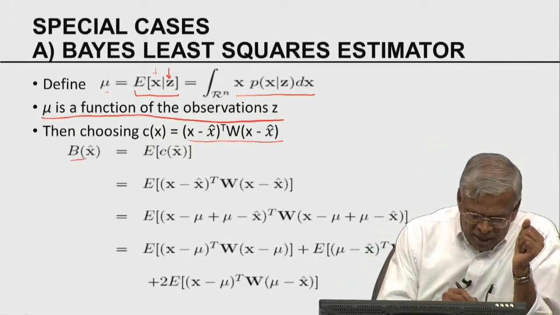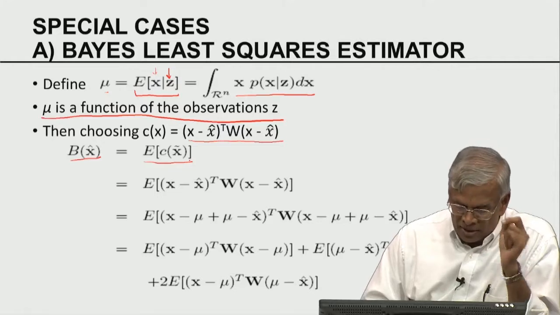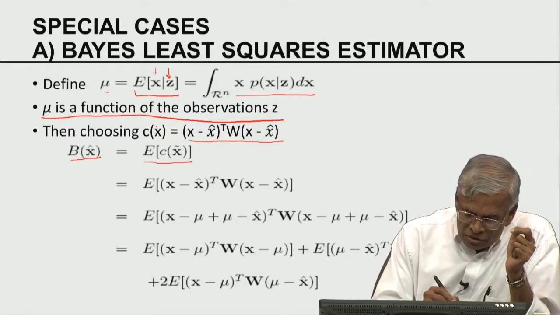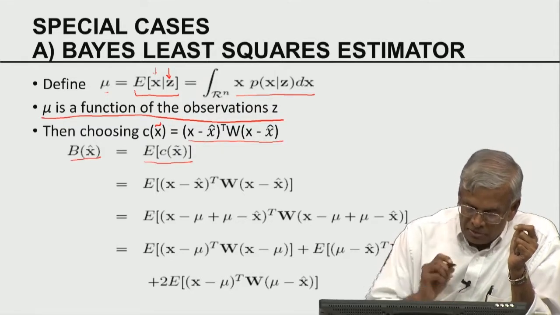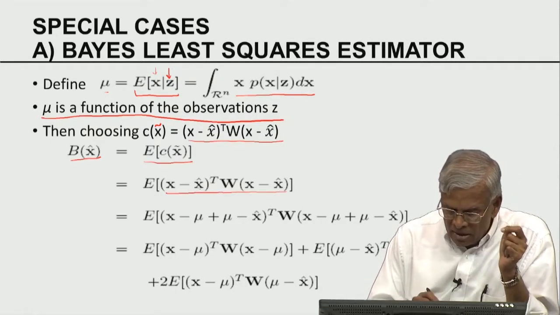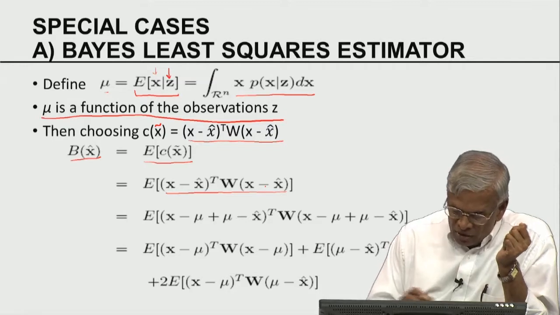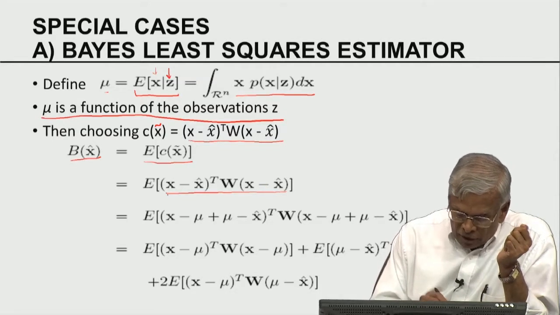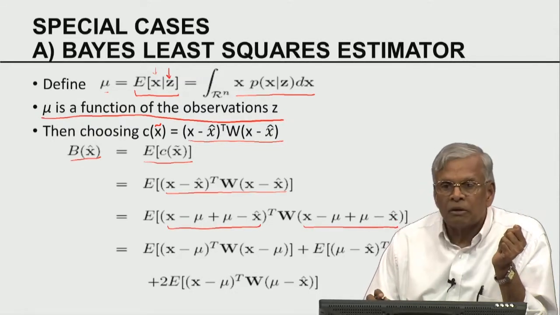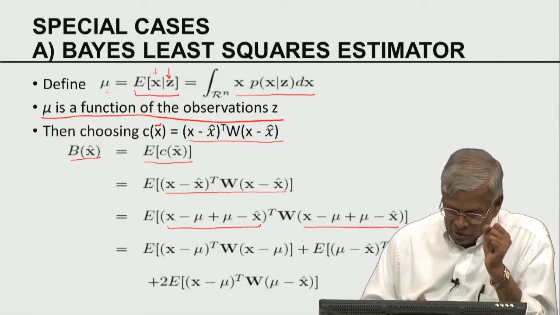Now b of x hat, please remember from the previous slide, is equal to the expected value of c of x tilde. Sorry, that must be c of x tilde. So c of x tilde is x minus x hat transpose W x minus x hat. Now what do we do? There are two terms in here. So I add and subtract mu to this. Why? There is going to be a purpose for this. We are going to get an important conclusion out of this.